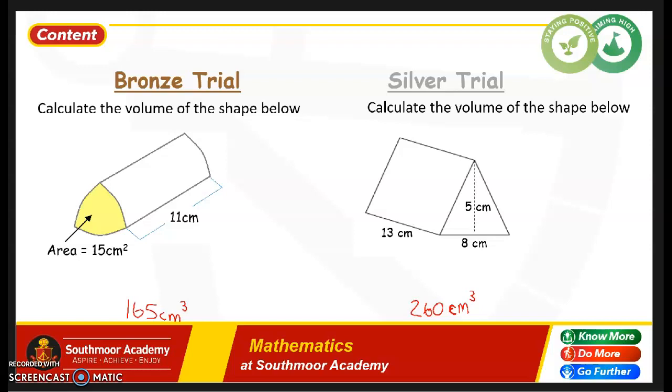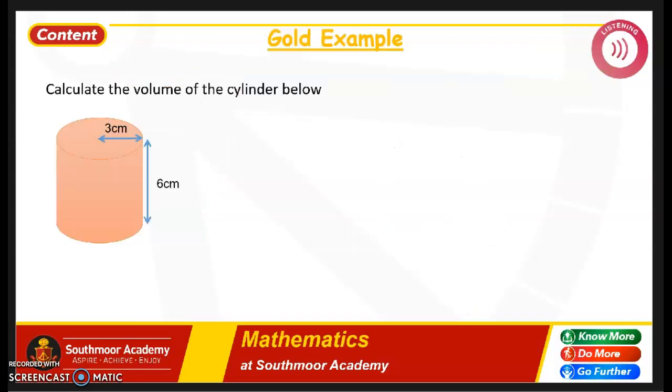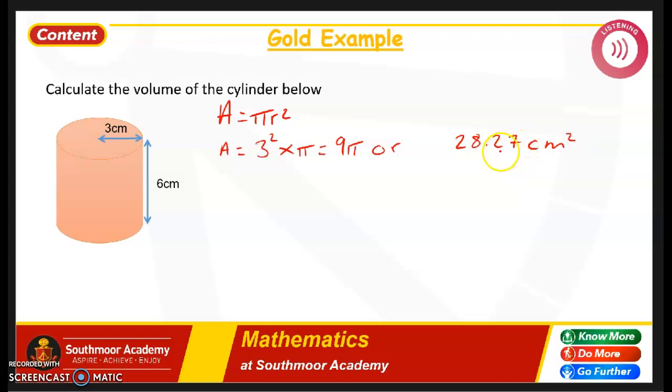Moving on to our gold example then. Here we have to calculate the volume of the cylinder. Again, this is just a prism, but it involves circles. So we have to know how to find the area of a circle. This circle goes all the way through the shape. The area of a circle is equal to pi r squared. So we need to calculate the area of this circle. The area of this circle is equal to 3 squared times pi. So it's equal to 9 pi or 28.27 centimetres squared. That's the area of the cross section.